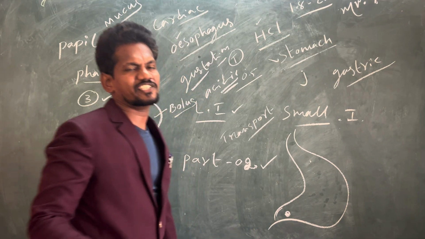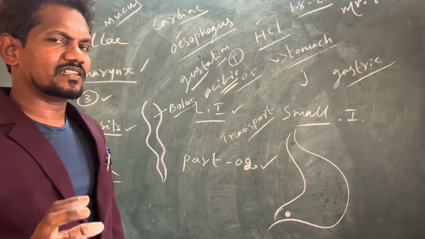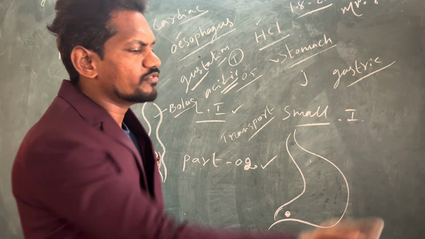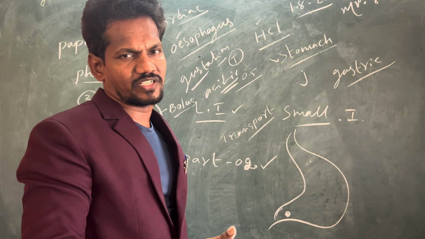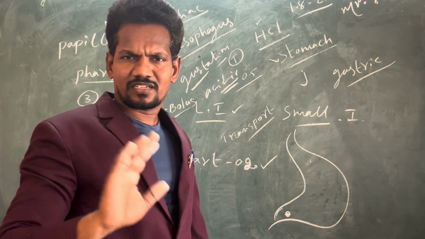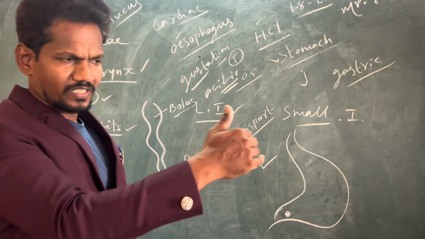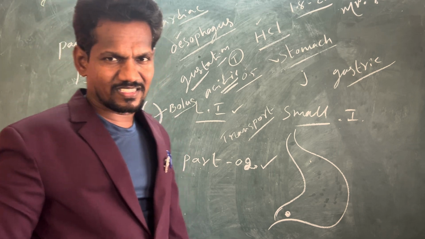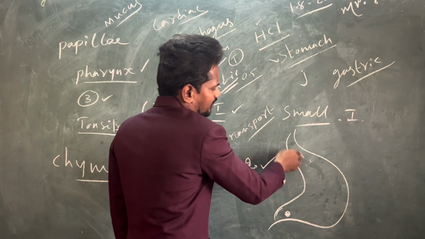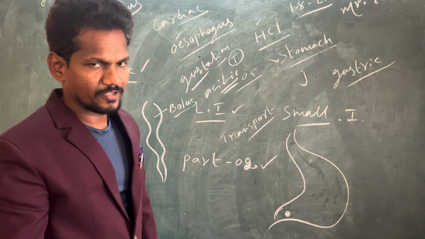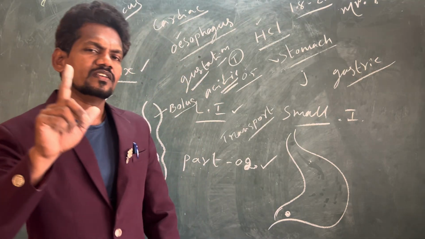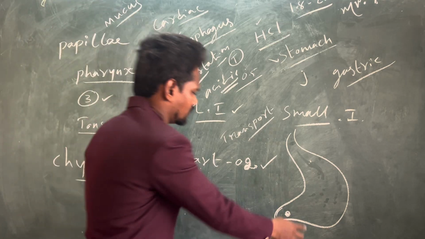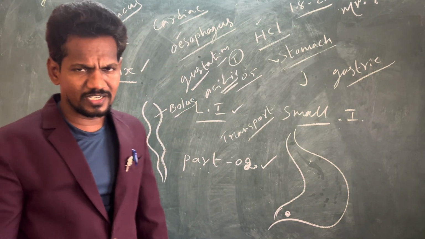Here the pyloric sphincter is found. The pyloric sphincter allows only the chyme to move forward into the small intestine. It never comes back, not even 1%. If that happens, it compulsorily leads to death. But sometimes reverse peristalsis occurs, which is called vomiting. The pyloric sphincter is a one-directional functional sphincter. Then the chyme enters the small intestine.